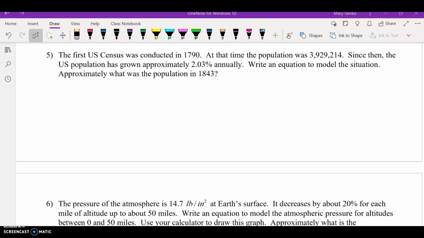Hello, we're following up with our exponential functions. We're going to do 3 more applications so we can see these exponential functions in action.